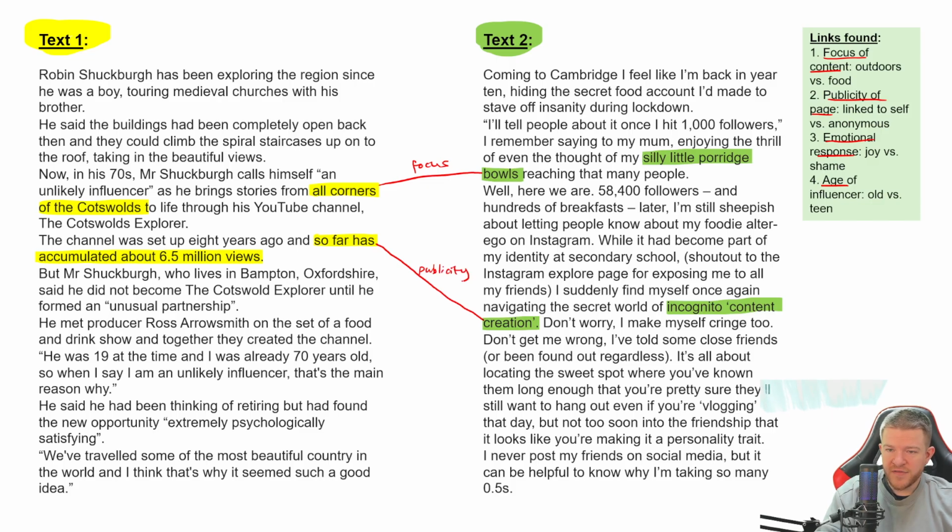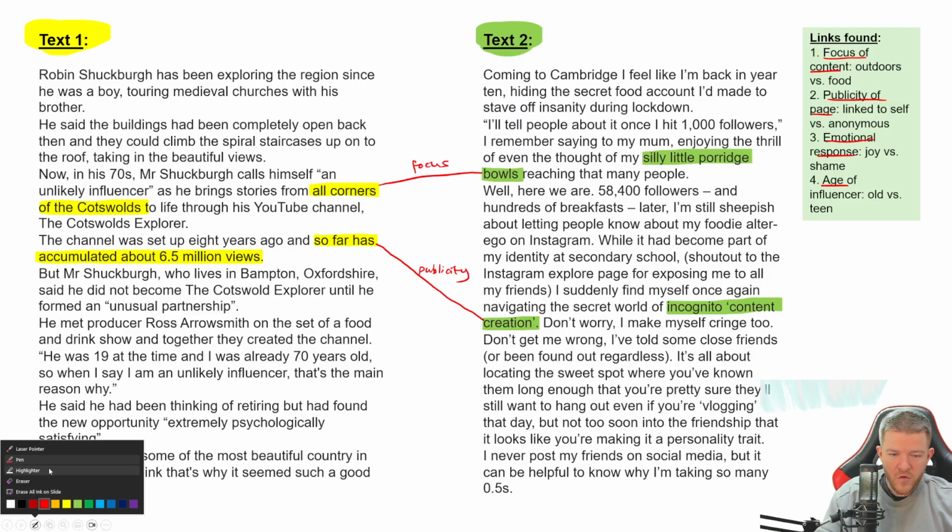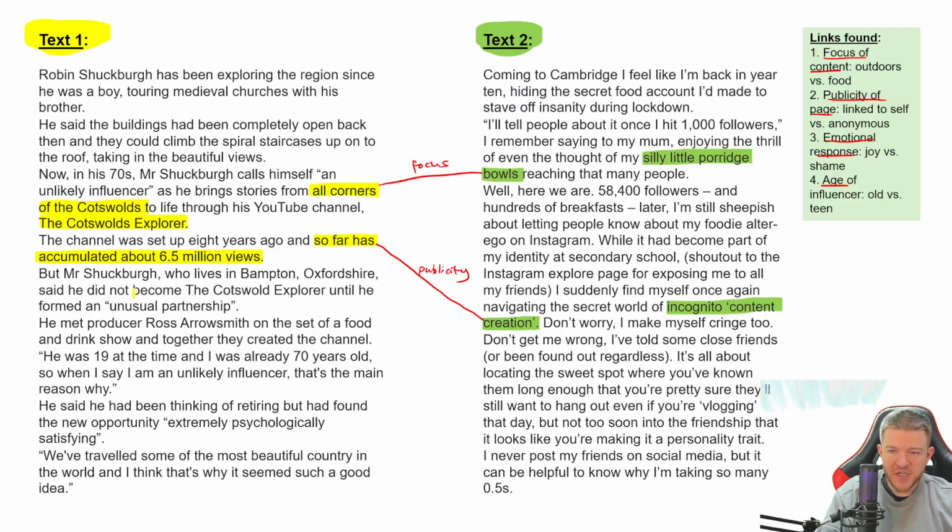He is, in fact, probably a better quotation for Robin's one would actually be the Cotswold Explorer. So the channel is focused on him rather than just the Cotswolds, the Cotswold Explorer. So he is front and center, whereas she is just posting her porridge bowls themselves.